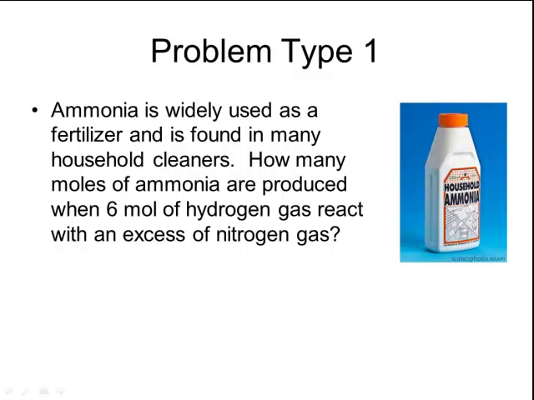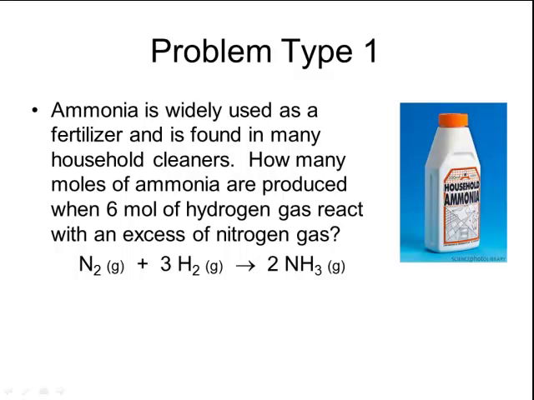In order to solve any stoichiometry problem, you must begin with a balanced chemical equation. So you'll first need to write the chemical reaction showing hydrogen and nitrogen combining together to make ammonia, and then balance it. You should get nitrogen plus 3 hydrogens yields 2 ammonias. And once you have the balanced chemical reaction, you can then use the mole ratio between hydrogen and ammonia in order to solve the problem.